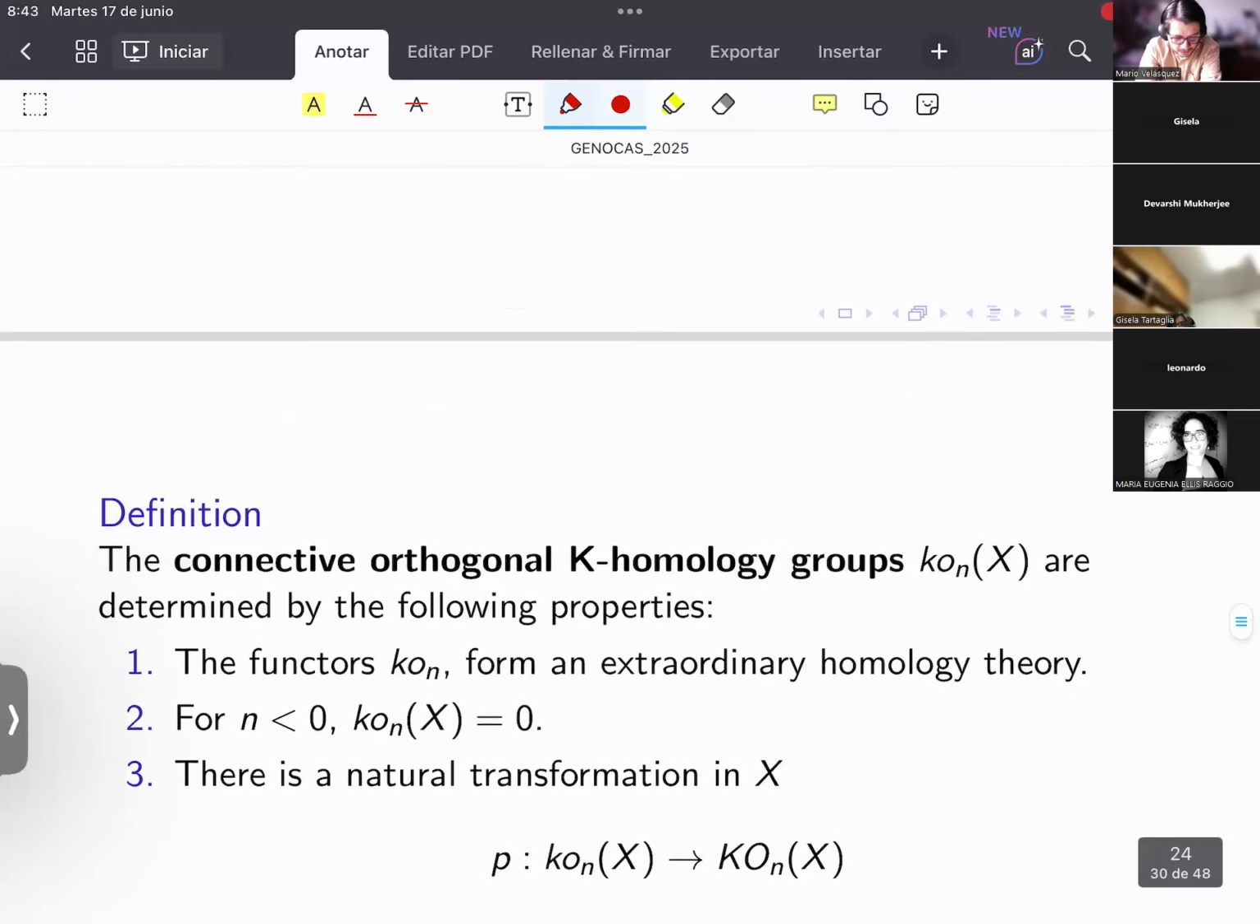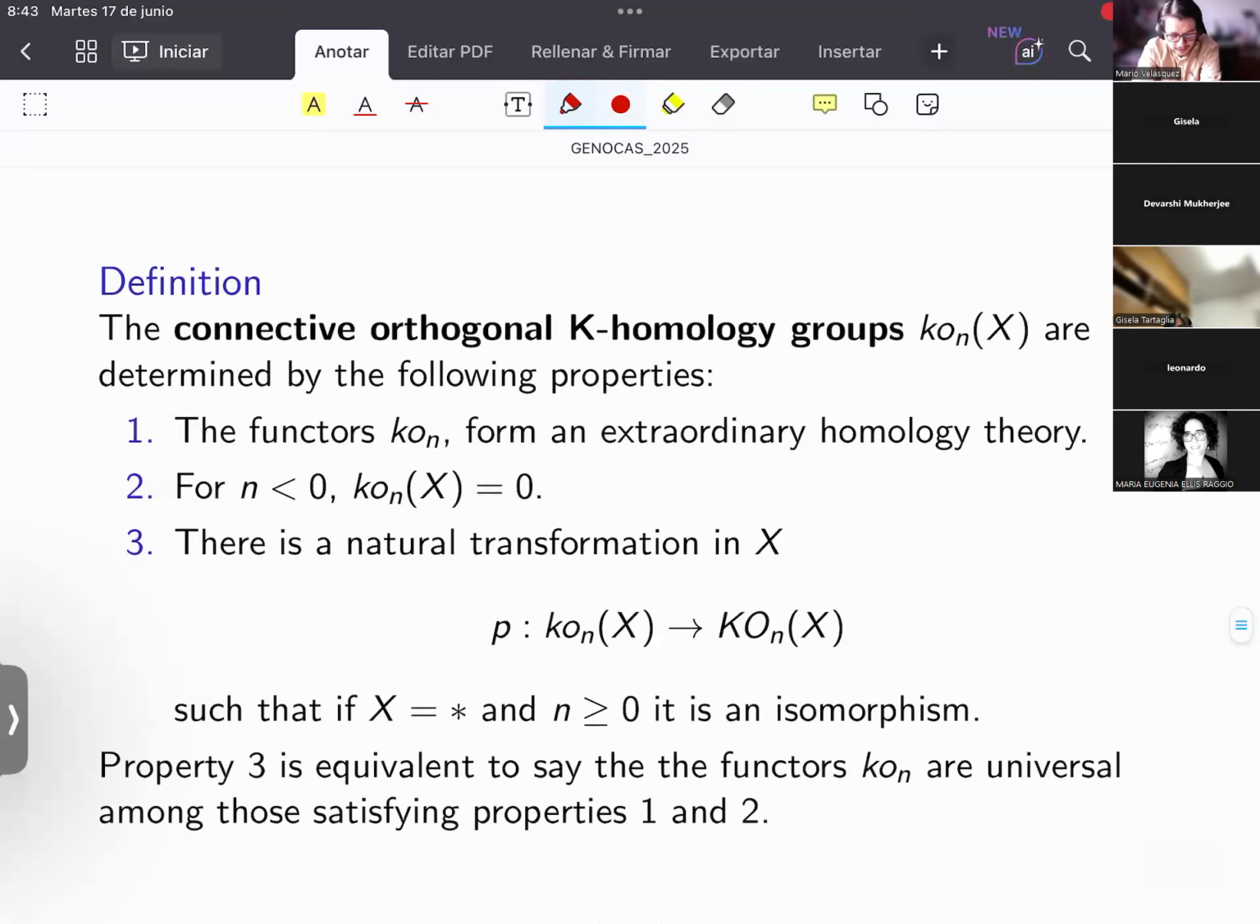And we have the following. We can define another K-homology group. It is called the connective orthogonal K-homology group, determined by the following properties. We have these groups, small ko_n. They satisfy the properties to become an extraordinary homology theory. It means excision, homotopy invariance, and Mayer-Vietoris sequence. And for negative degrees, these groups are zero.